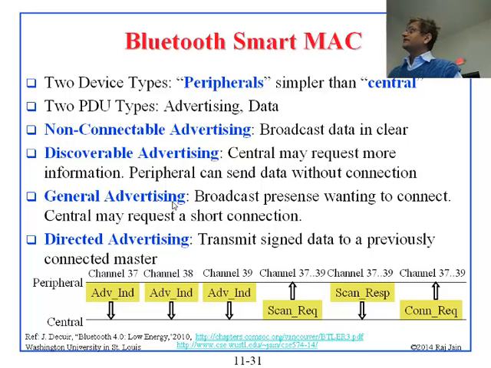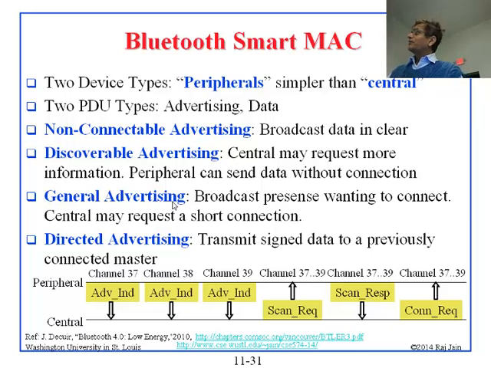Discoverable advertising, where the central may request more information and the peripheral can send data without connection. So discoverable means you advertise that I am a thermometer, and then the central says, give me the temperature, and you give the temperature and you're gone. Right? So somebody can discover you and then ask you.